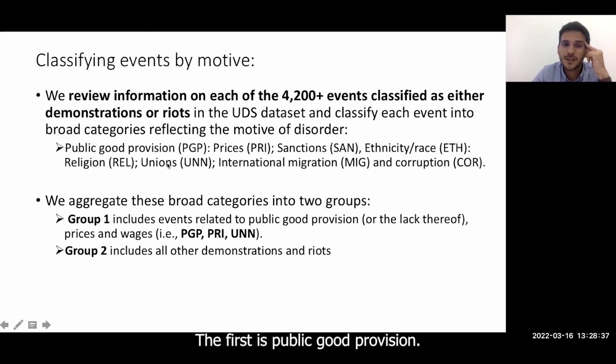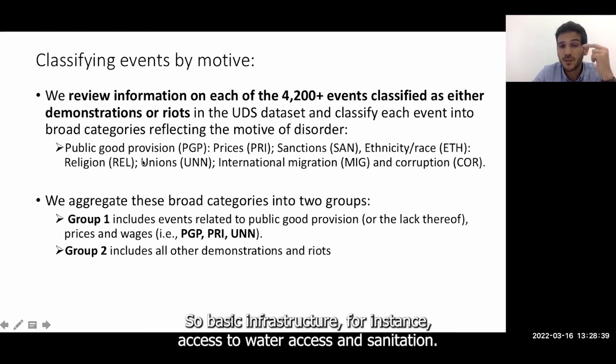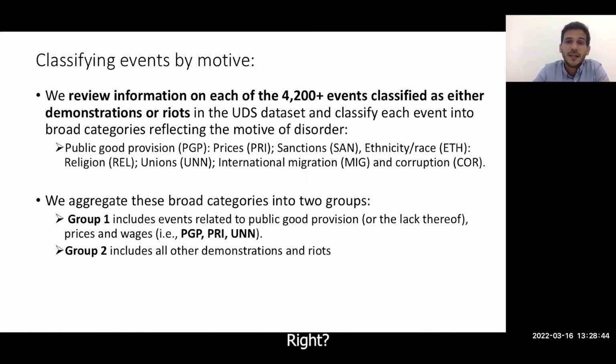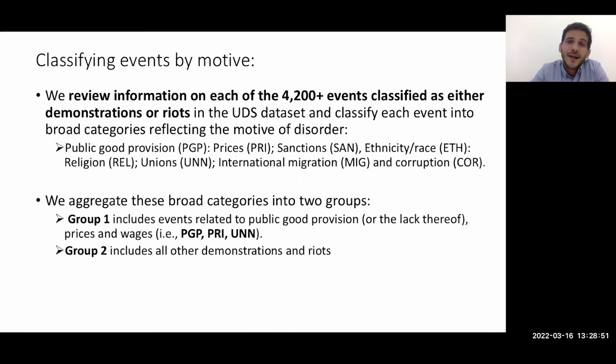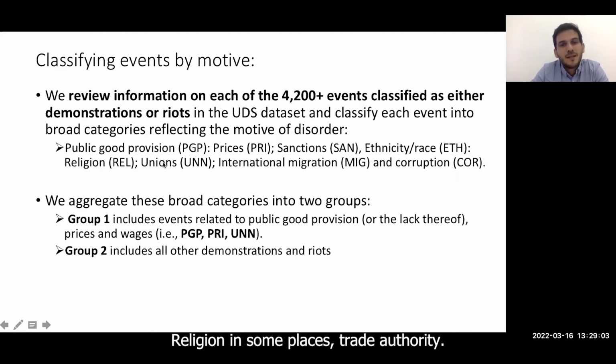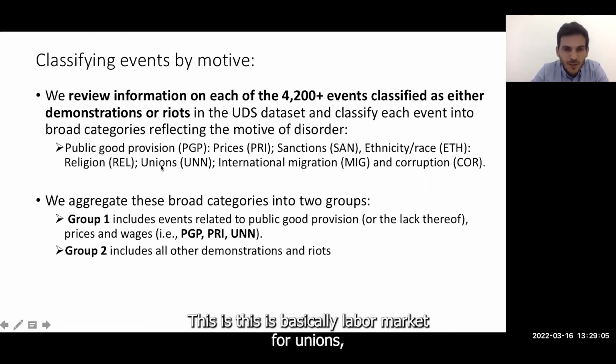The first is public good provision, so basic infrastructure, for instance, access to water, access to sanitation, right? Another one is that people also protest because of prices going up, for instance. There are also disorders related to political sanctions, also to ethnicity and race, religion in some places, trade, this is basically labor market for unions, international migration and corruption, all right?